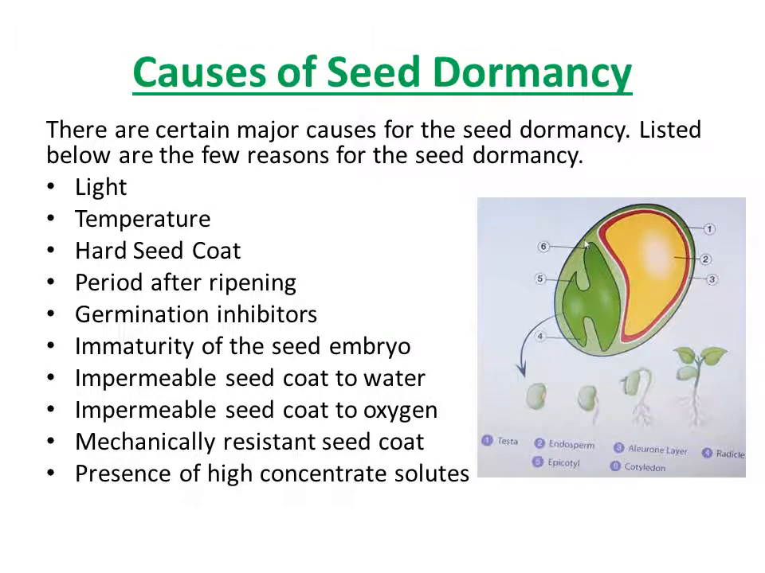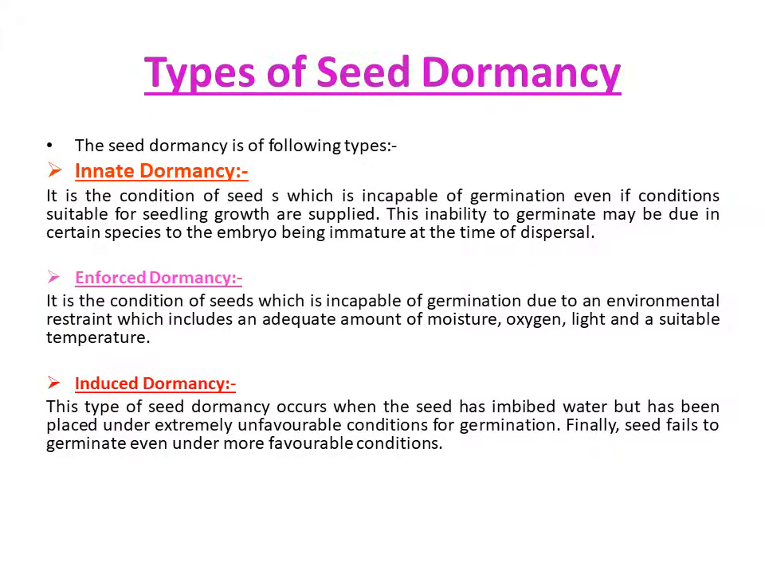What are the causes of seed dormancy? Here are a few reasons listed below: light, temperature, hard seed coat, period of after-ripening, germination inhibitors, immaturity of the seed embryo, impermeability of the seed coat to water, impermeability of the seed coat to oxygen, mechanically resistant seed coat, and presence of high concentrations of solutes. Failure to germinate may also be due, in certain species, to the embryo being immature at the time of dispersal.